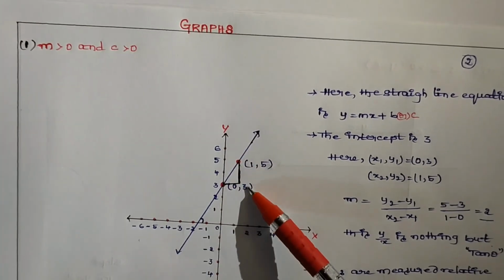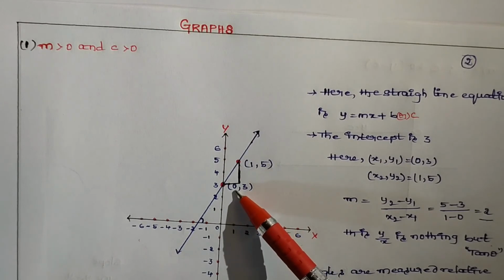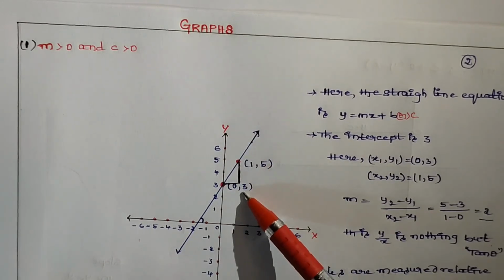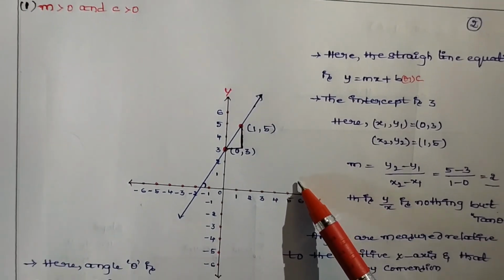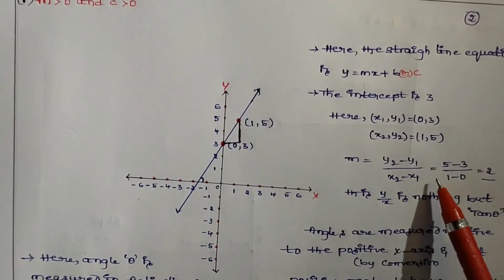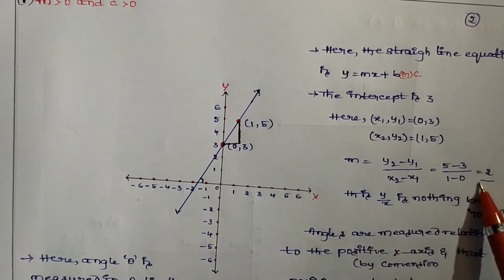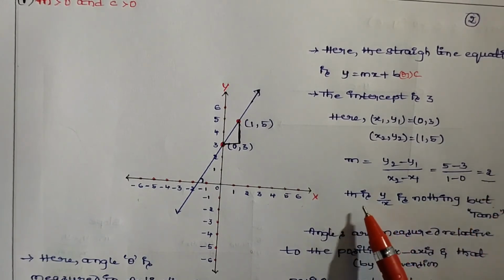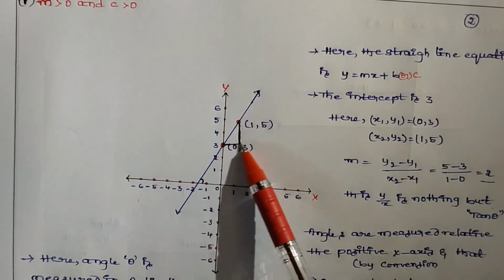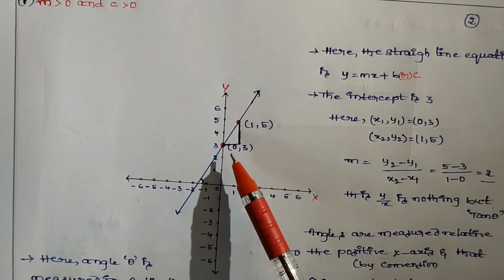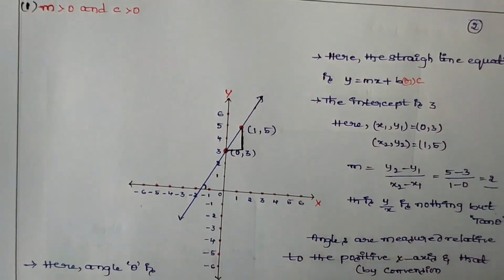So here the coordinates we are taking are x1, x2, y1, y2. If we apply the slope formula m is equal to y2 minus y1 by x2 minus x1, you will get a positive 2 value. This change in y by change in x, perpendicular by base, is nothing but tan theta.